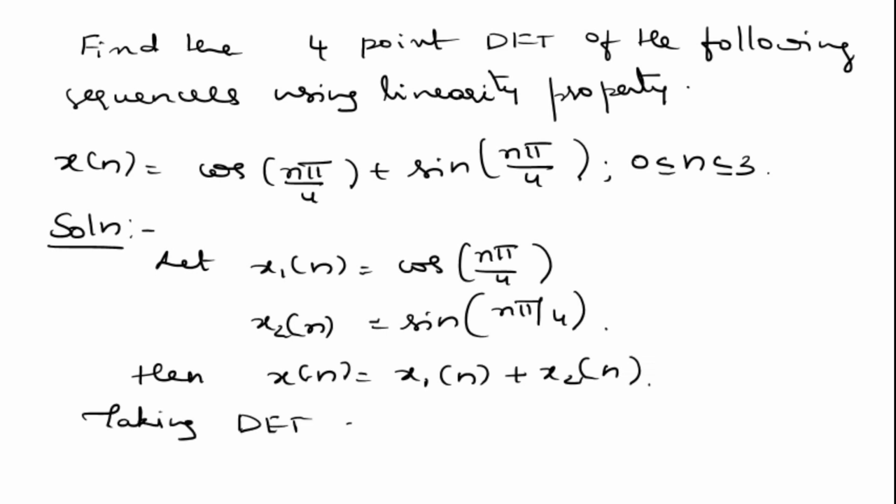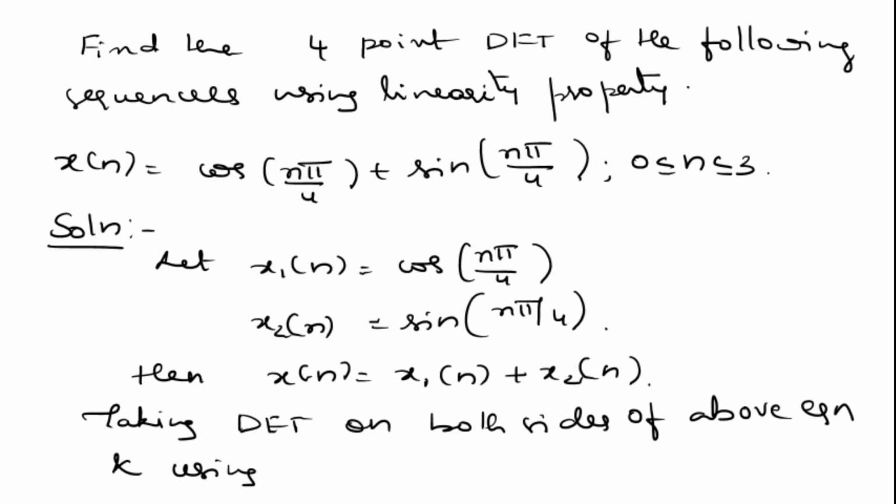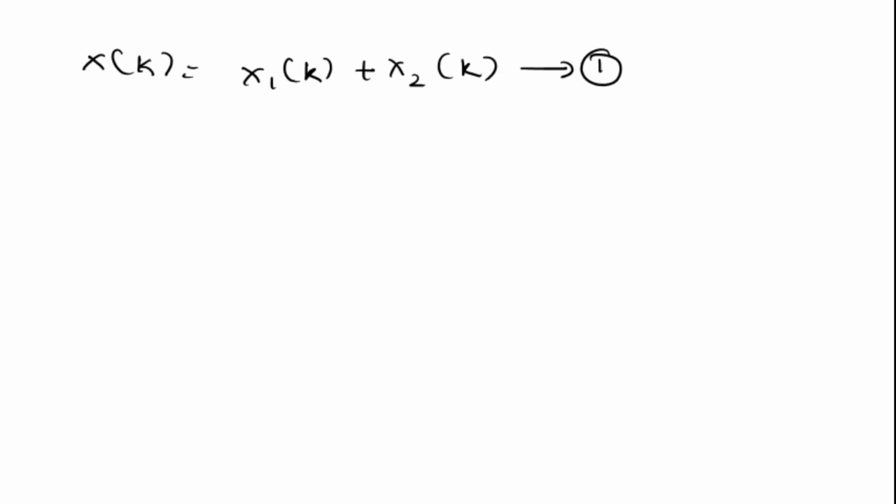Taking DFT on both sides of the above equation and using linearity property, we get x of k is equal to x1 of k plus x2 of k. Call it as equation number 1, where k varies from 0 to 3. Let us find x1 of k.